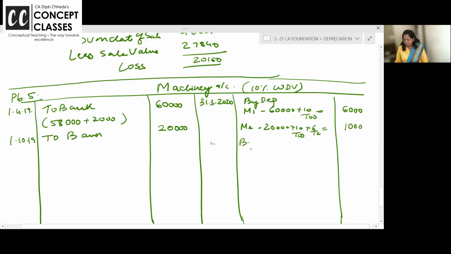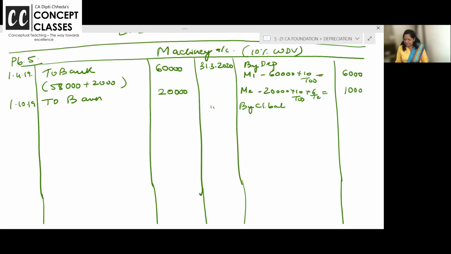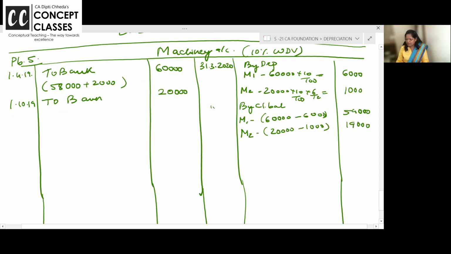Now, by closing balance. So what is machine 1? 60,000 minus 6,000. See now, WDV के लिए बहुत important. What is WDV? Closing balance of last year is opening of this year, and on that we will charge depreciation. Machine 2, 20,000 minus 1,000, 19,000.